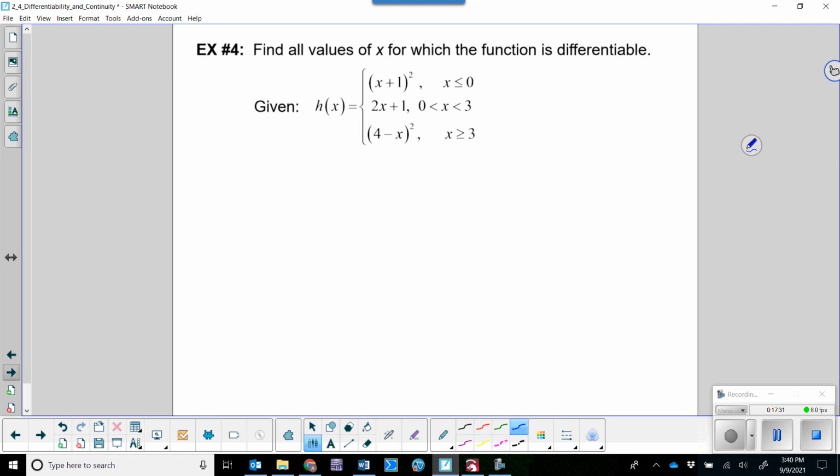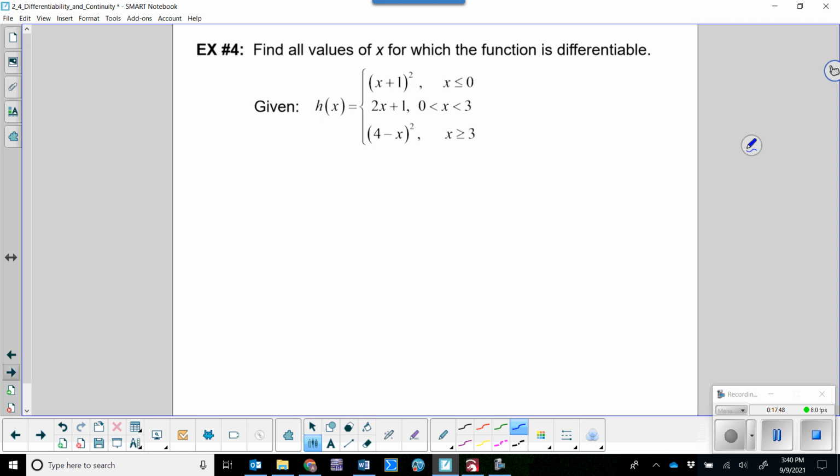But look for this example with these words in it. Find all values for where the function is differentiable. Okay, so this is a piecewise function. So think about this again. So this function is going to be differentiable. So let's look at each piece.